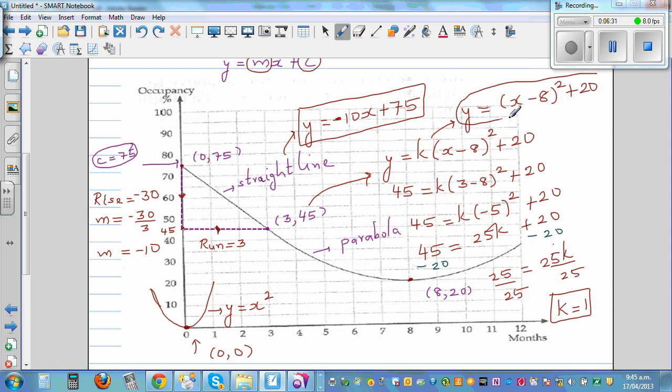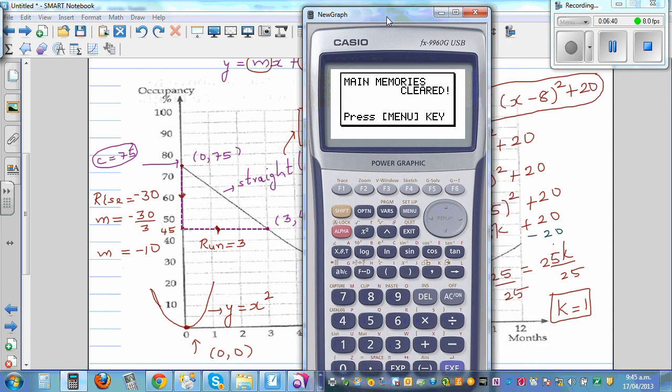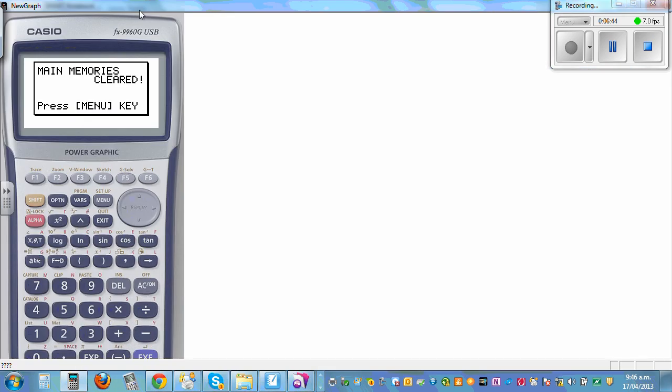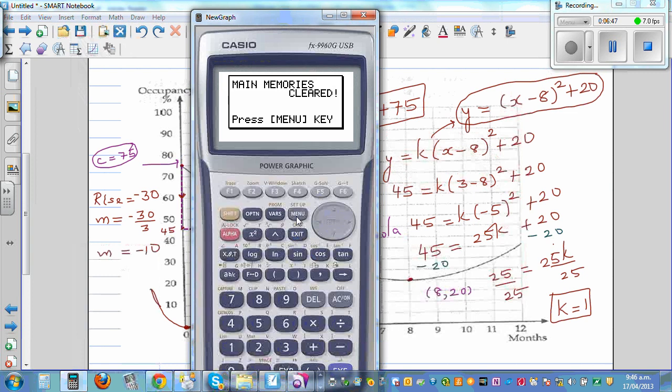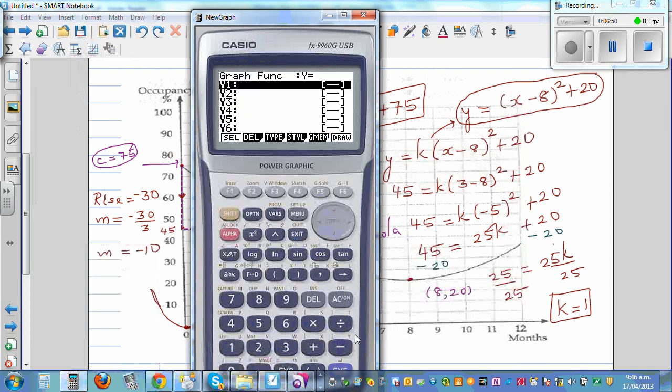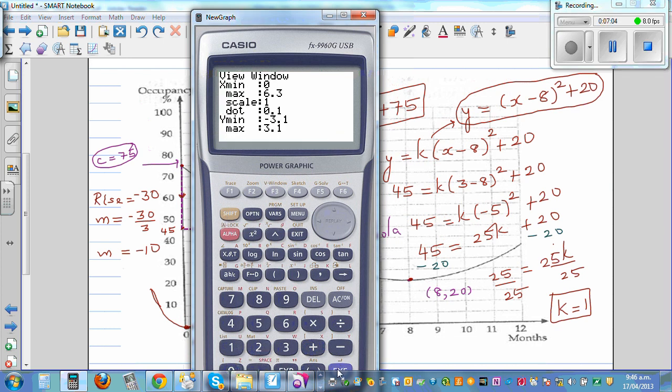You can use a calculator. If you have a graphic calculator, type in this equation and confirm this point and this point. Let me show this on a calculator. We need to adjust the axes. Go to graph and type in bracket x minus 8 the whole squared plus 20. On the x-axis, I'm going from 0 to 12, and on the y-axis from 0 to 100 at a scale of 5. Then draw the graph.